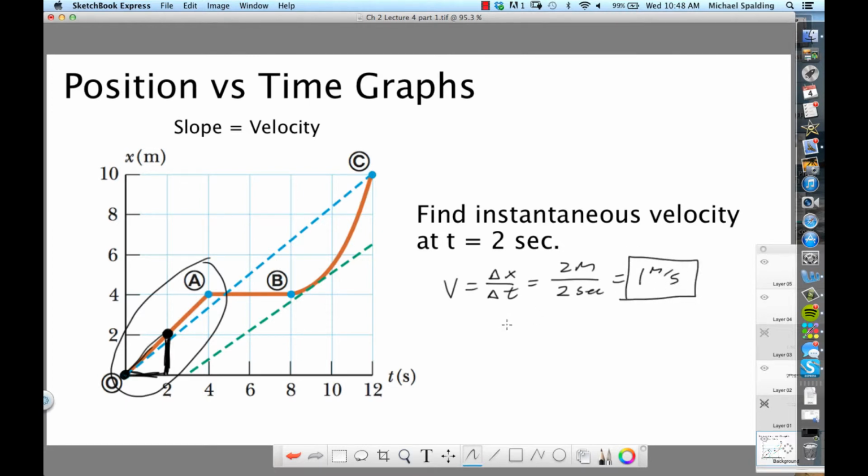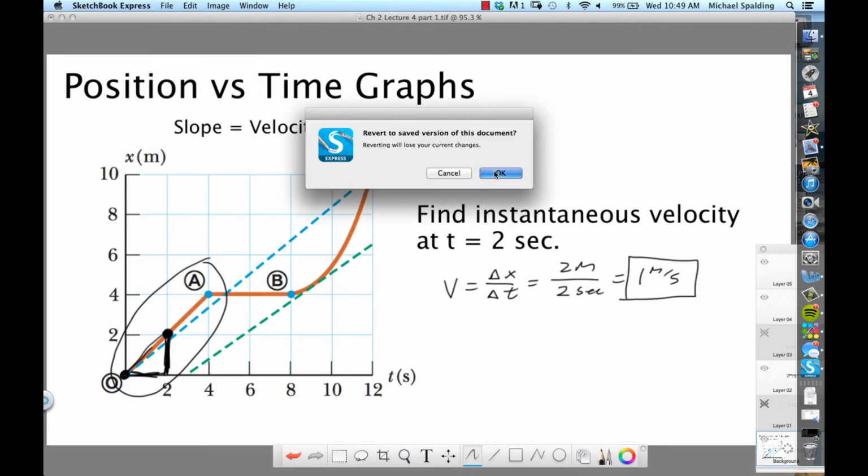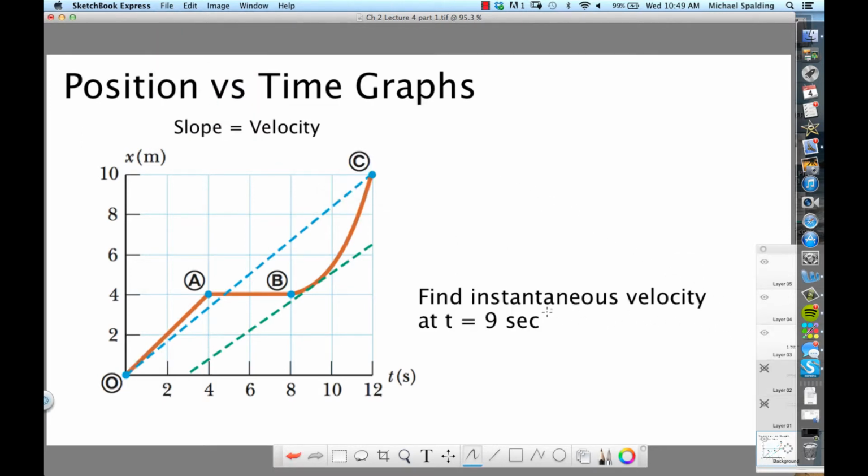So what's the velocity at t equals 1? 1 meter per second. What's the velocity at t equals 3? 1 meter per second. It's the same everywhere. Now, for the trickiest part, find the instantaneous velocity at t equals 9.